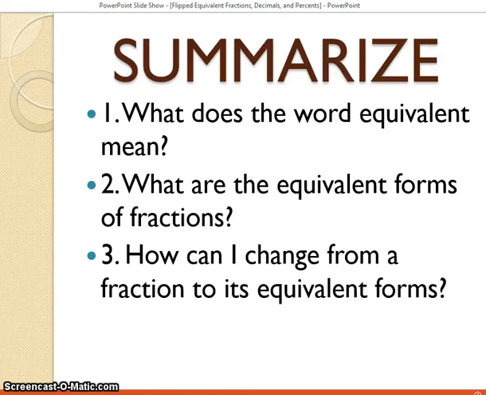And how do you change from a fraction to its equivalent forms? How would you change from a fraction to a decimal? You would take the fraction and divide it to get the decimal. How many digits of the decimal will you need to look at to get the percent? You will need to look at the first 2 digits because that's where the hundredths column is.